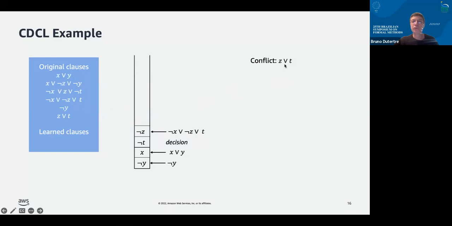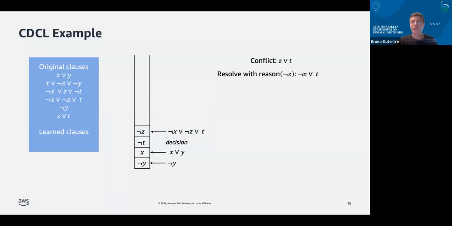As I said before, we just process the assignment stack from top to bottom. So we look at the assignment for not z. We do a resolution step with z or t and this clause here. What we get by resolution is not x or t. Is this clear? We eliminate z from the clause and we compute not x or t. So that's the first step of conflict resolution.